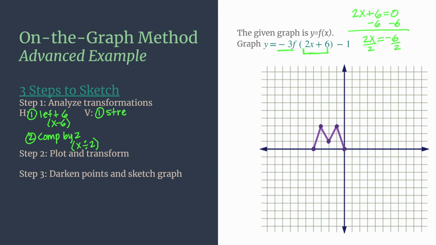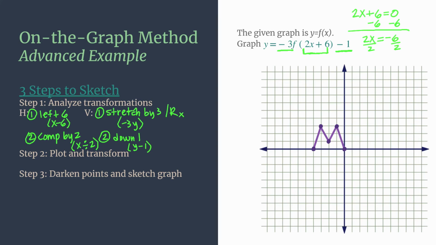So we can say stretches by 3 and, as shorthand, reflects over the x-axis. Or that's really -3 times all your y values. Okay, and then our last transformation is this -1 at the end. So that's pretty straightforward. We're moving down 1, or y minus 1.